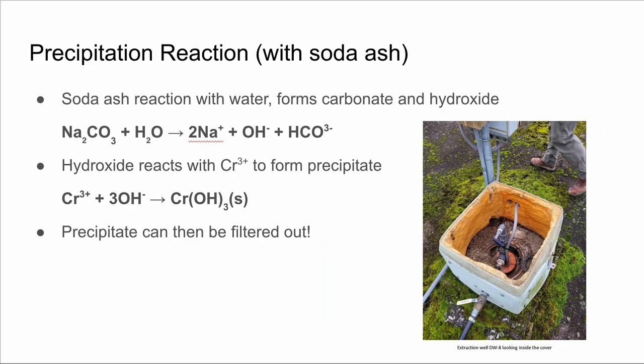As for how the precipitation reaction works, I use soda ash as the precipitating agent because that's what the site used initially. You react the soda ash with the water, and it's going to form carbonate and hydroxide. Then the hydroxide is going to react with the chromium 3+ to form solid chromium. From there, the precipitate gets filtered out.